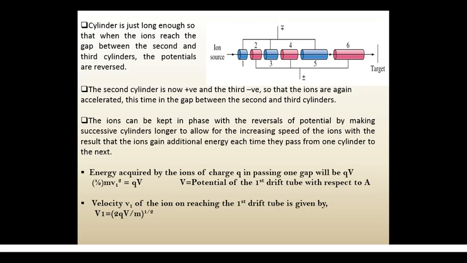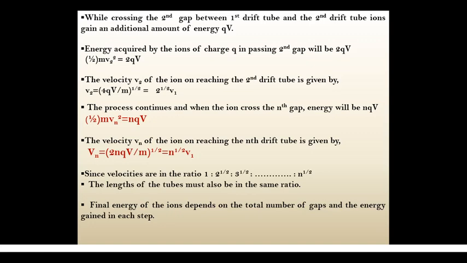Now qV by m is v1. So you can write v2 as root 2 into v1. So the energy acquired by the ions is half m v2 square is equal to 2qV. From that you can write v2 in terms of v1. v2 can be written as root 2 v1. So this process continues and a large number of drift tubes can be passed, and in between those gaps the particle is accelerated.